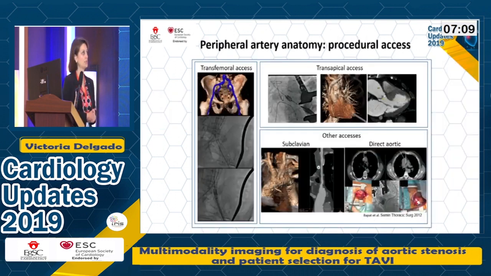Then the second question is, which is the access to do the TAVI? With the development of the devices, it has been shown that transfemoral should be the way to go because it's associated with fewer complications, is much easier, can make the procedure under conscious sedation, and is much more friendly for the patient. But sometimes we still need to go for transapical access, for example, when the femoral arteries are not appropriate, or transsubclavian, or direct aortic.